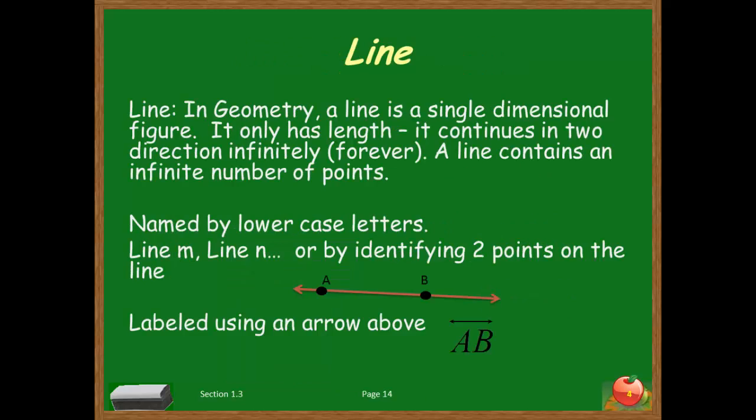A line. In geometry, a line is a single-dimensional figure. It has only length and continues in two directions infinitely. It continues forever. A line contains an infinite number of points. When we name a line, we name it by a lowercase letter. I will name this line L. Or we name a line by 2 points on the line. This is line AB. We can say it is line L or line AB.